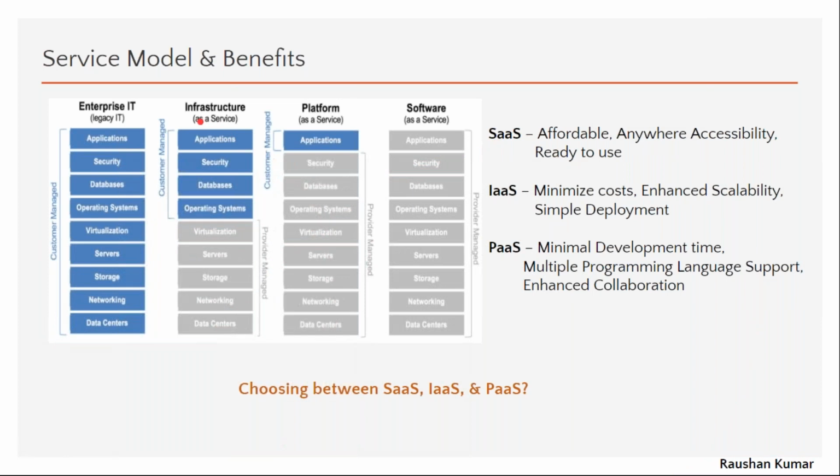So this is what I mean when I say the control in infrastructure service. The customer, like you and me, get the maximum control over your infrastructure. That is why infrastructure as a service. I get the control over the operating system. I get to decide. The customer gets to decide what operating system they need to use: Ubuntu, Microsoft, or Red Hat, or macOS.